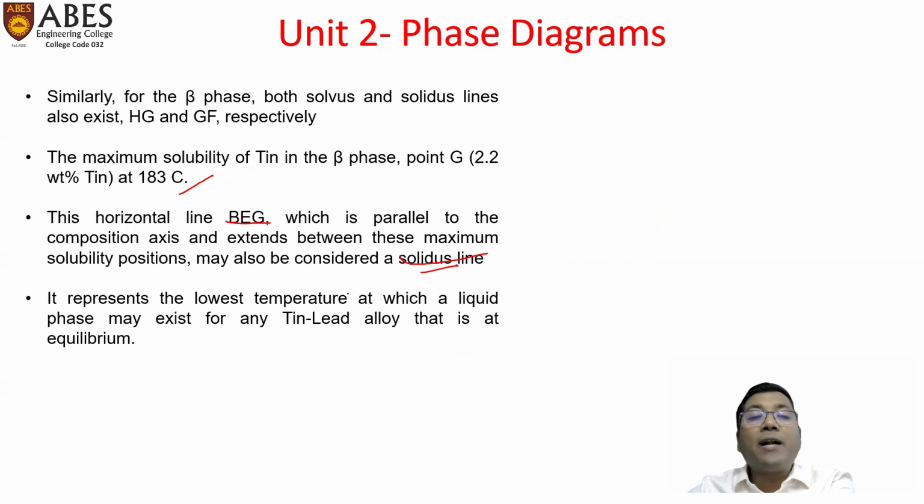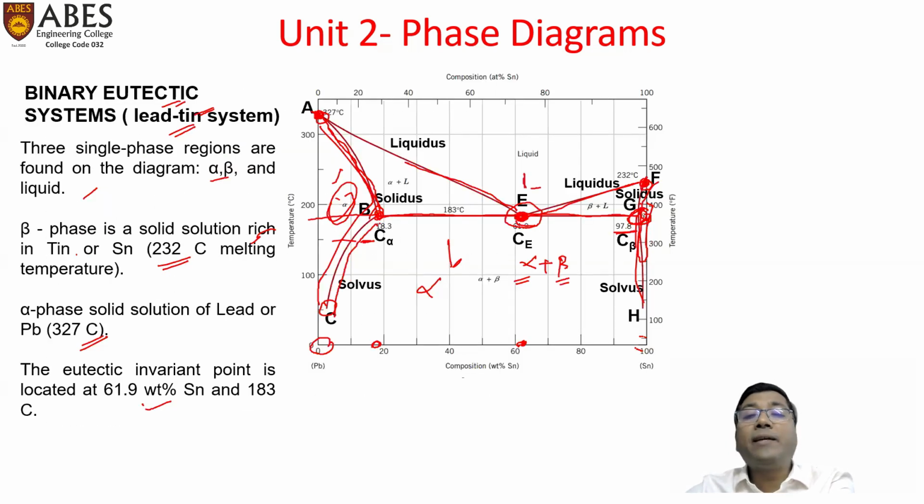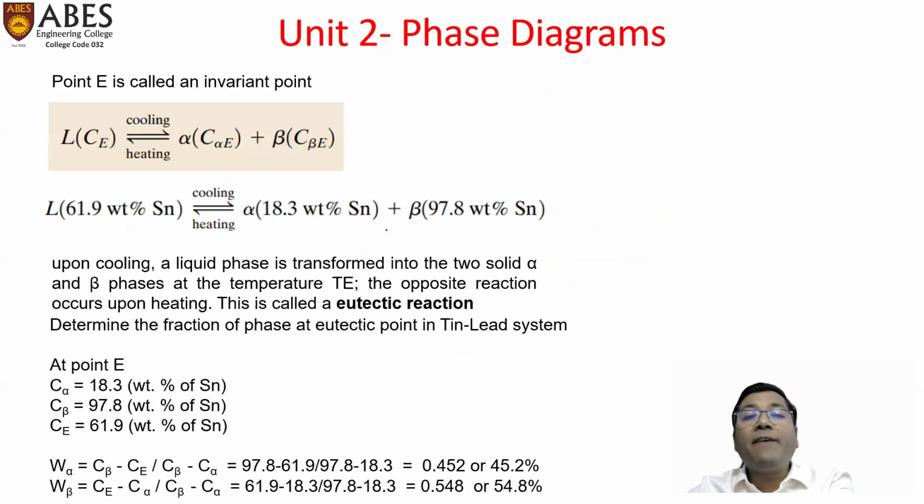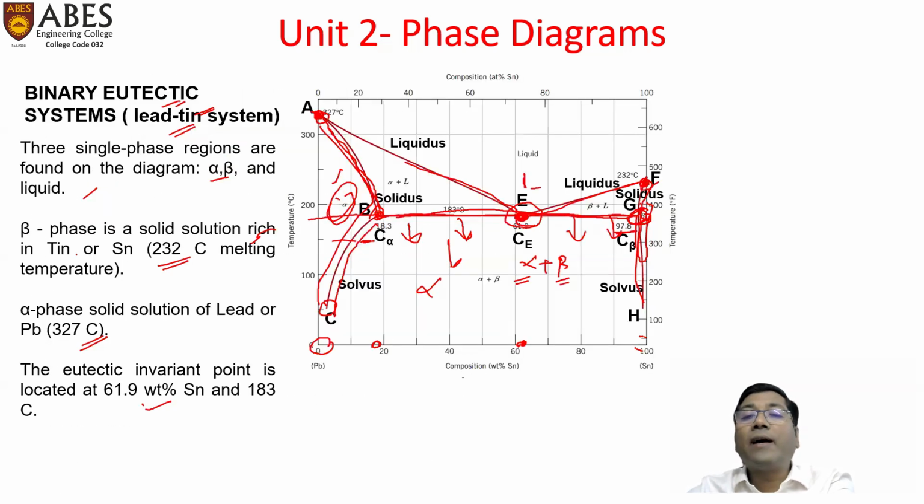It represents the lowest temperature at which a liquid phase may exist for any tin-lead alloy that is at equilibrium. So this solidus line, this line BEG, is an important line in this eutectic system. Below this line, at any composition, no liquid phase would be present. Only solid phases, either alpha or beta, or a combination of alpha and beta, would be obtained. Point E is called an invariant point. Here in this figure, we can see point E is the invariant point.